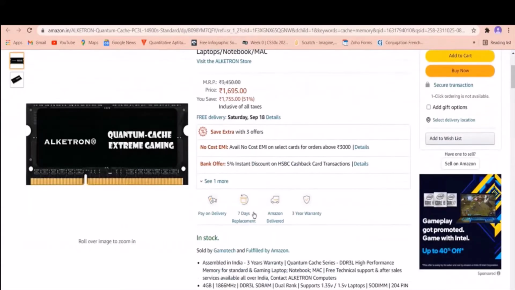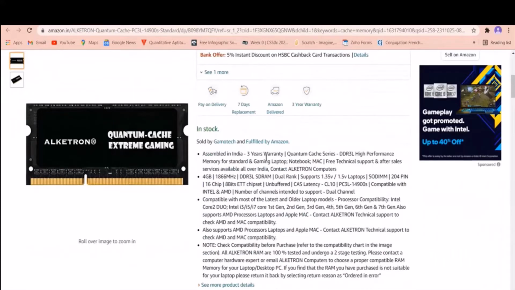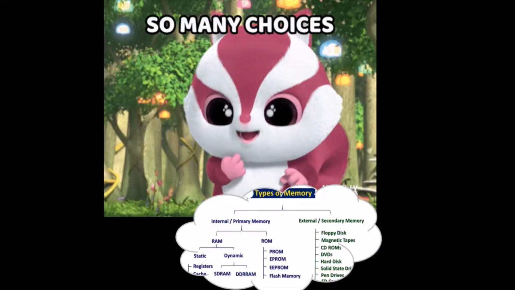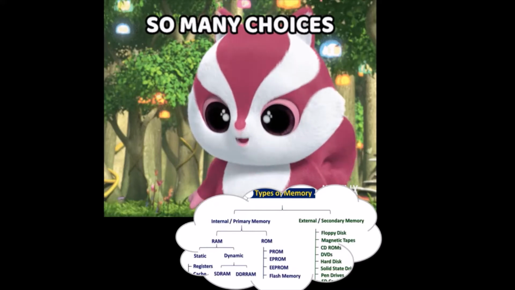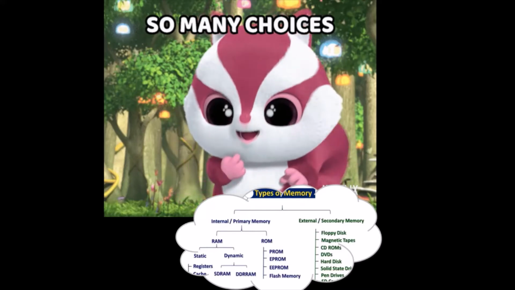I scrolled down and saw what kind of RAM it uses. This type of cache memory uses an SD-RAM. So I came to the conclusion that cache memory uses an SD-RAM. And then I had a question to myself: when there are so many types of RAM, why does this cache memory use particularly an SD-RAM?